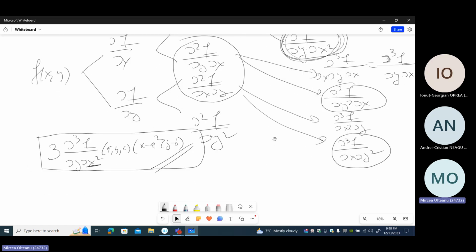But we shall not use higher order partial Taylor polynomials than the quadratic one. Okay, other questions related to these subjects?